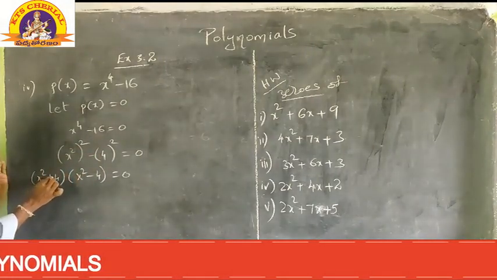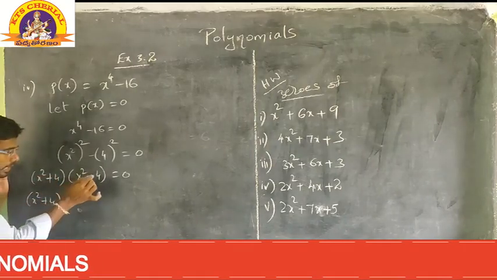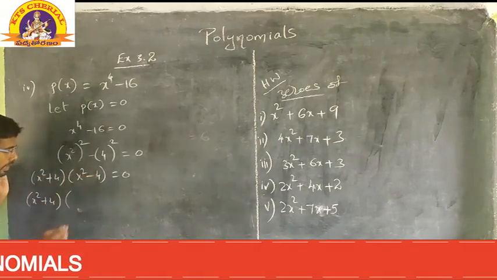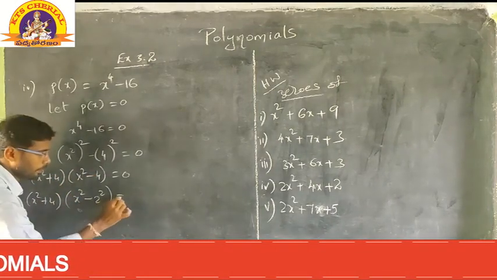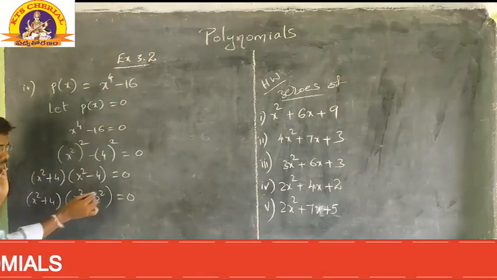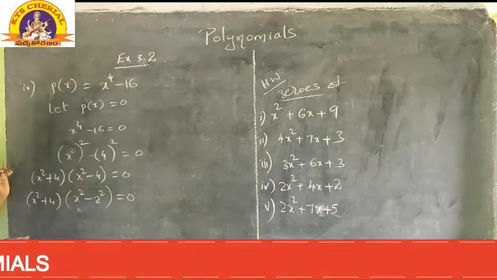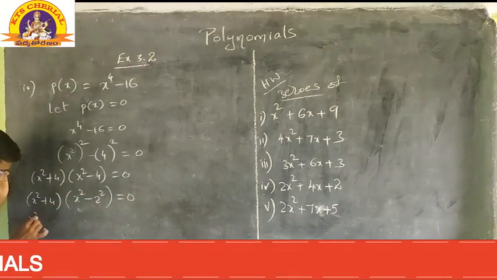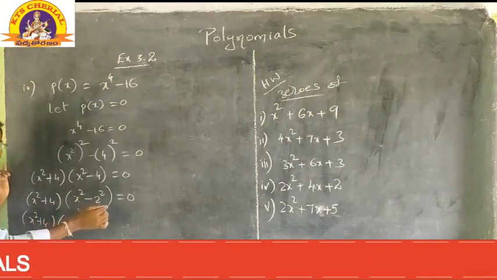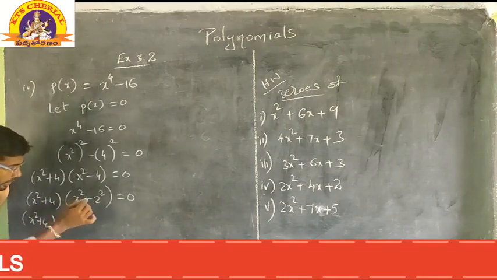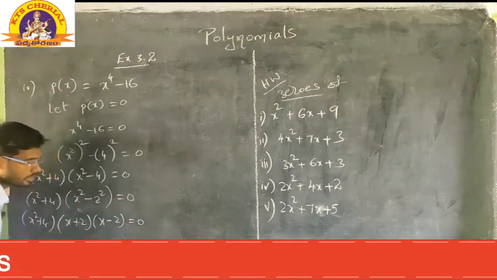Now x square plus 4: here plus 4 is there, so you leave it like this only. But once again, if you observe x square minus 4, I can write 4 as 2 square, so x square minus 2 square. Again it is a square minus b square, which you can write as a plus b into a minus b. So by using this, x plus 2 into x minus 2 equals 0.